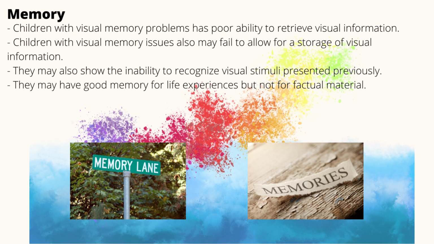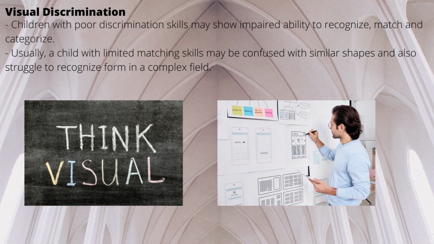Now coming to memory. Children with visual memory problems have poor ability to retrieve visual information and to store it in short or long term memory. They may also fail to allow for the storage of visual information. They may show an inability to recognize visual stimuli presented previously because he or she hasn't stored this information into memory yet. They may have good memory for life experience, like remembering they played with a cat, dog, or went to Japan, Korea, but not for factual materials like mathematics, science, and more.